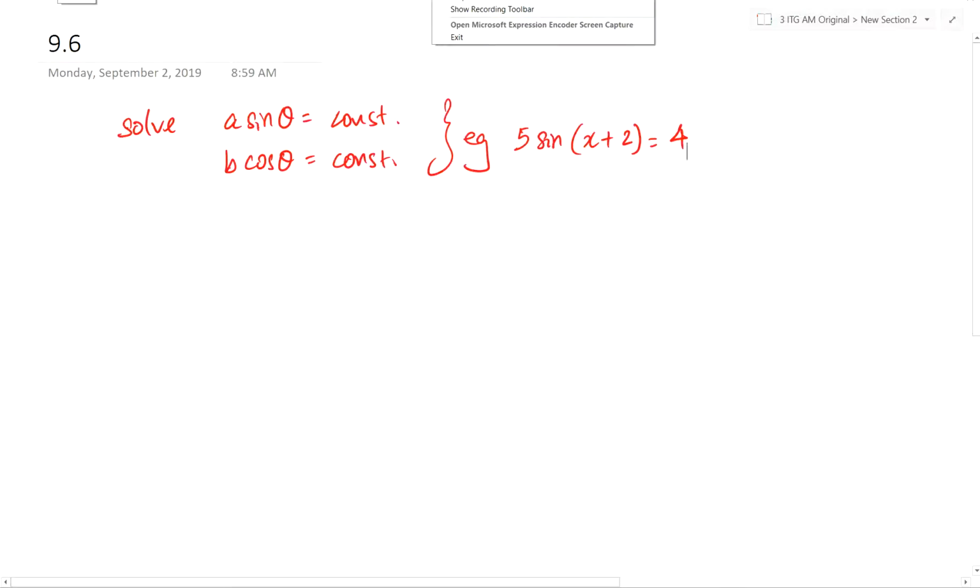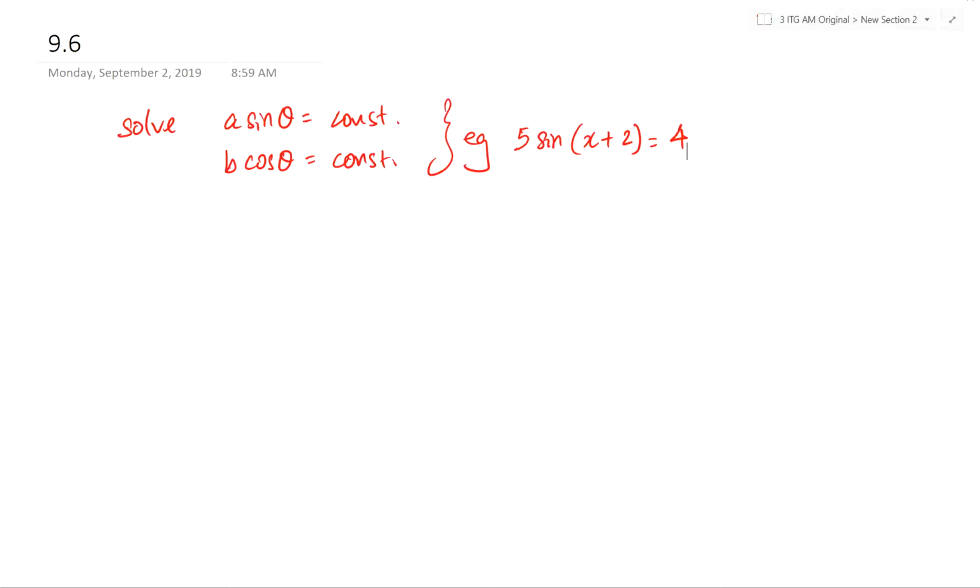If I ask you to solve either A sine theta is a constant or B cosine theta is a constant, are you able to do it? For example, this type of question, 5 sine(x plus 2) is 4. Can you solve for x? Should be able to.